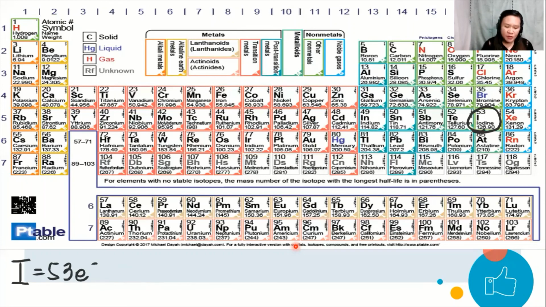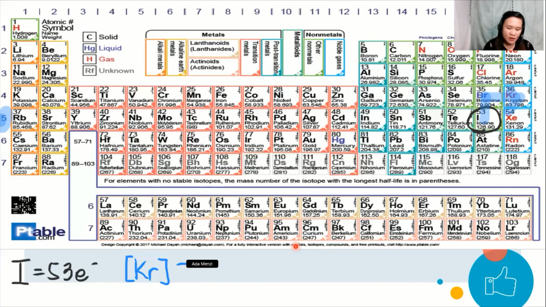Again, as I have mentioned earlier, the first thing that we do is we go one row higher, and then we go to the nearest noble gas. For iodine, we go up one and then we go to krypton. So again, it's krypton, and we write Kr inside the bracket. Next, we go back to its energy level. Again, what is its energy level? It's number 5 still.